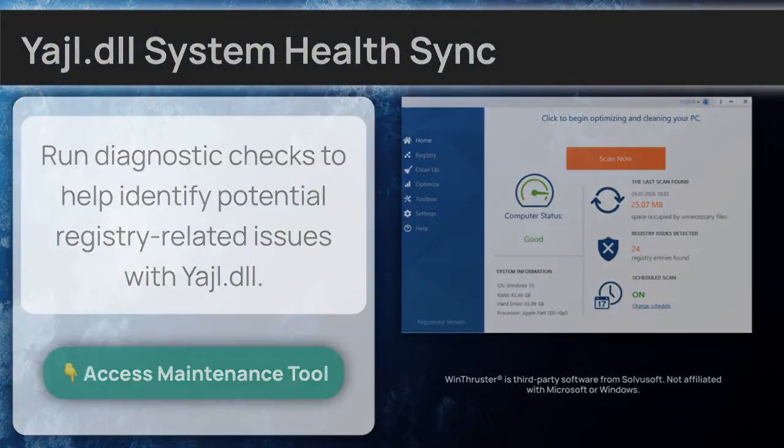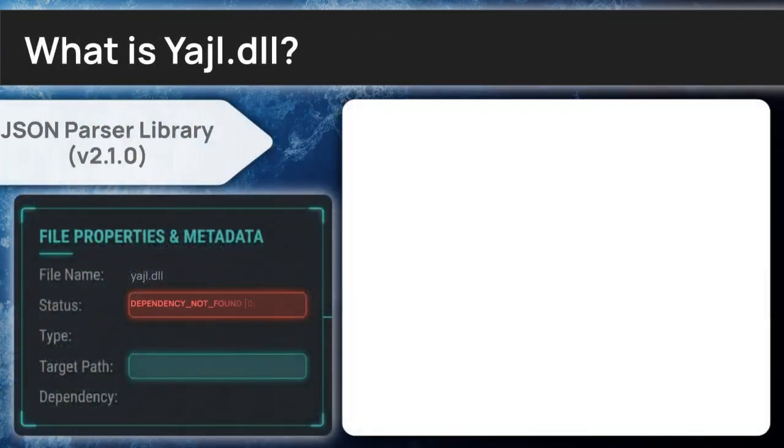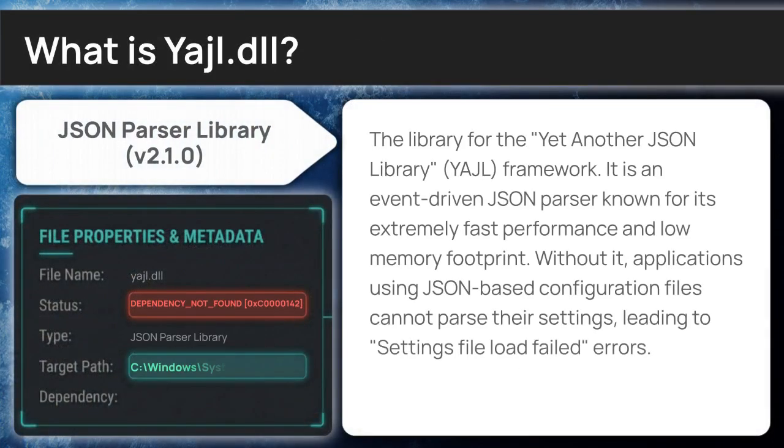This is Yet Another JSON Library, YAJL. It is an event-driven JSON parser known for its extremely fast performance and low memory footprint. Without it, applications using JSON-based configuration files cannot parse their settings, leading to settings file load failed errors. With that background out of the way, here is how we actually restore the missing component.